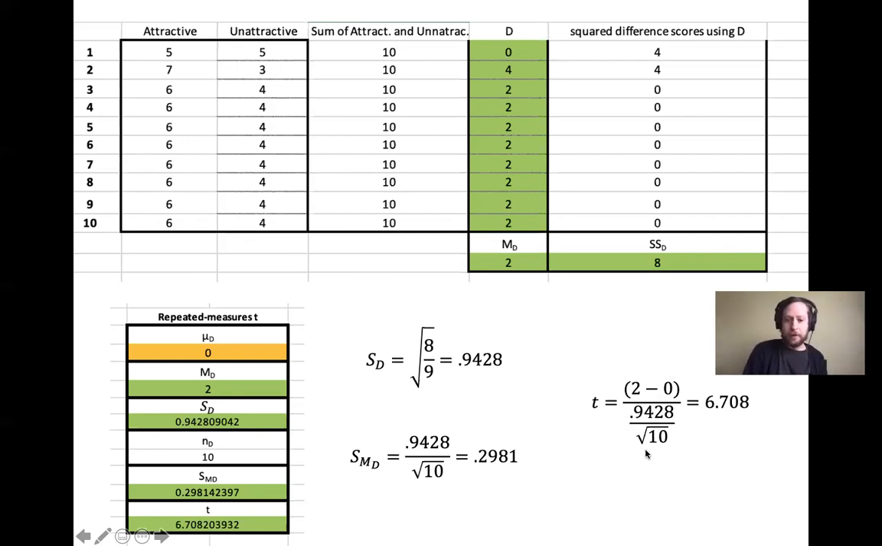We also now know the full denominator because we found out that the standard deviation of the difference scores equals 0.9428. We plug in that sample standard deviation right here, and we divide by the square root of 10, which is right here. And then when we do that, we get a rather big t, 6.708.